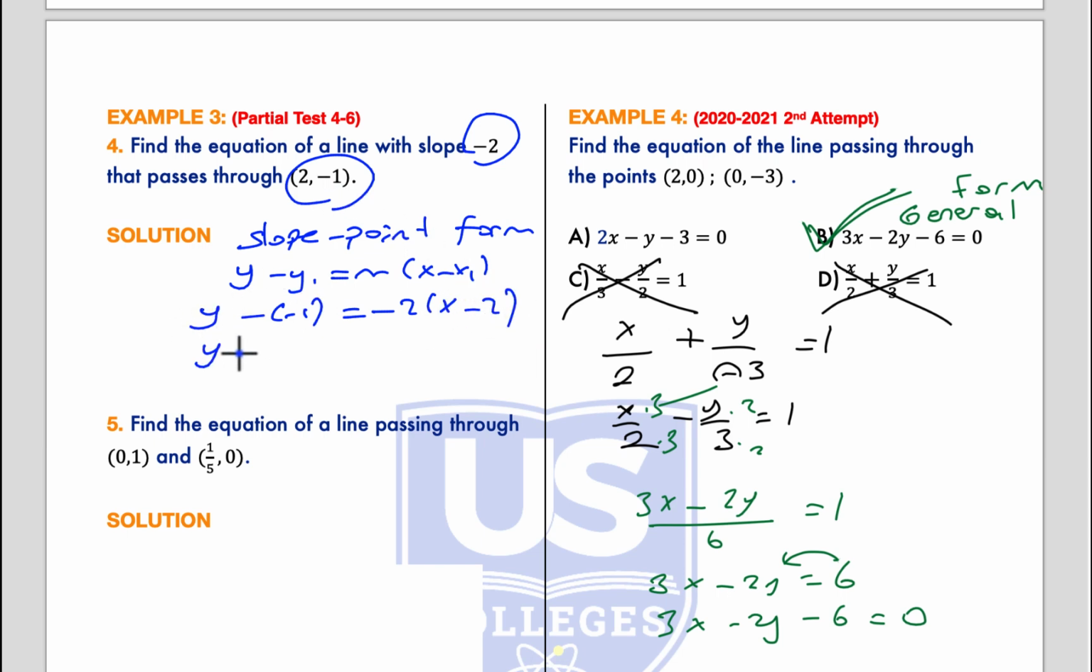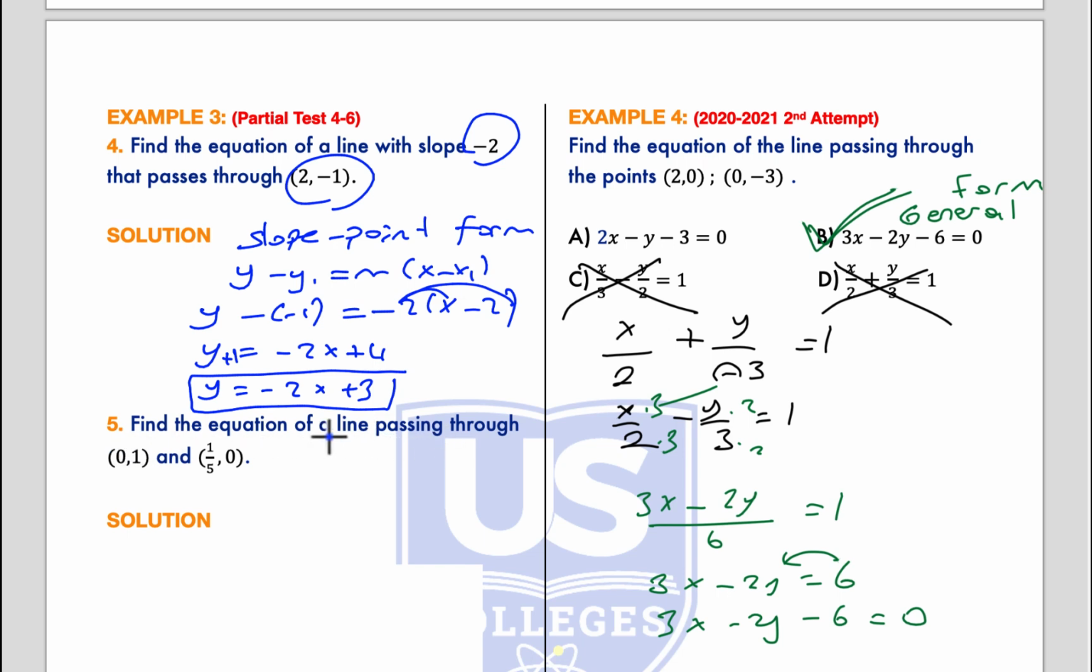Simplify this. y plus 1 equals negative 2 times the brackets, negative 2x, negative 2 times negative 2, positive 4. And I had here negative, negative, positive 1. Bring 1 to the other side. y equals negative 2x plus 3. So I got the answer to the first question. Second one, question 5.